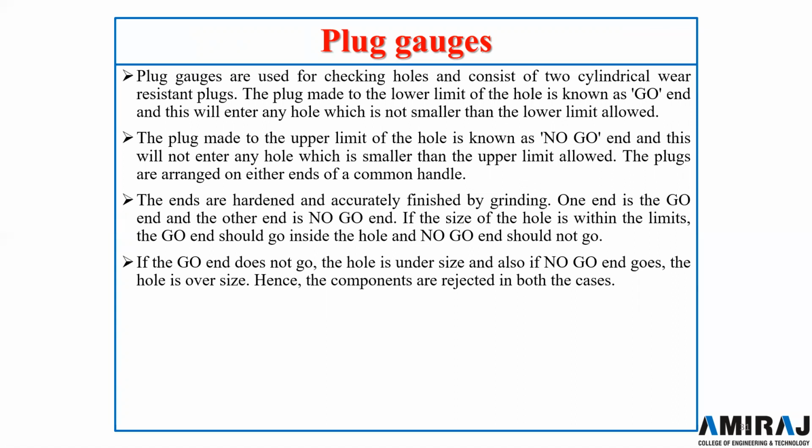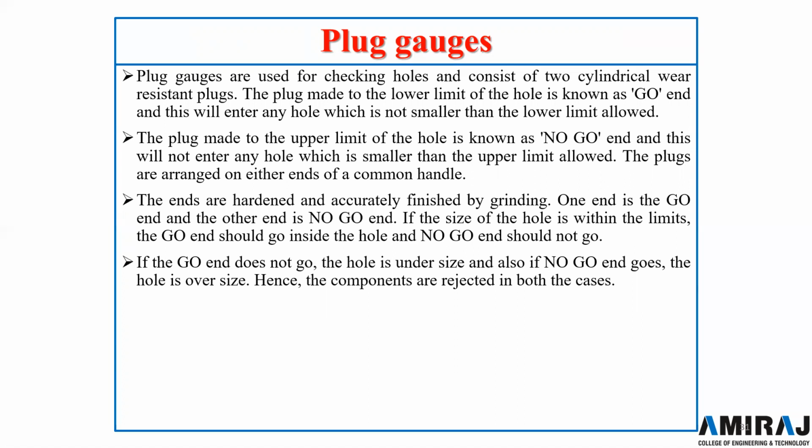and if the part is smaller than that upper limit, the no go gauge will be able to slide inside, and that means the part is not acceptable. The upper limit is fixed and the plugs are arranged on either end of a common handle. On one end we can fix a go gauge and on the other end a no go gauge, and we can use them in combination.